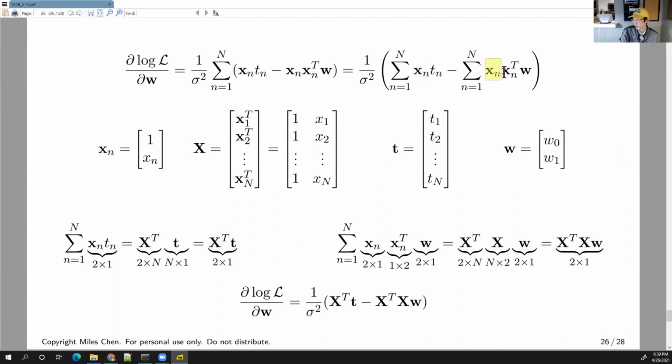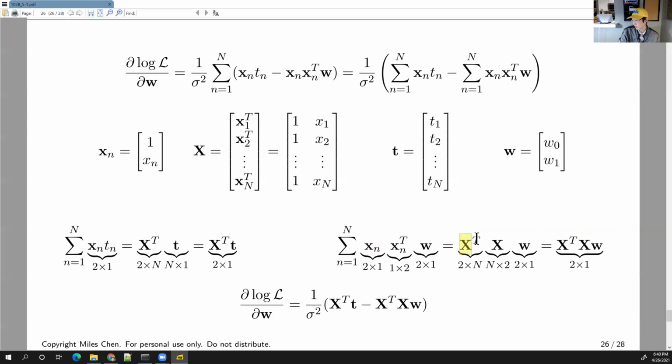Similarly, I have xn xn transpose w. Individually, xn is 2 by 1 and xn transpose is 1 by 2, so multiplying the 2 by 1 by the 1 by 2 becomes a 2 by 2, and I multiply that by w, which is 2 by 1. This results in a 2 by 1, so the summation of everything is 2 by 1, which we need. When I want to drop the n and use big matrix X, this is going to be big X transpose, which is 2 by n, multiplied by X, which is n by 2, and then multiplied by w. So I'm going to get X transpose X w.